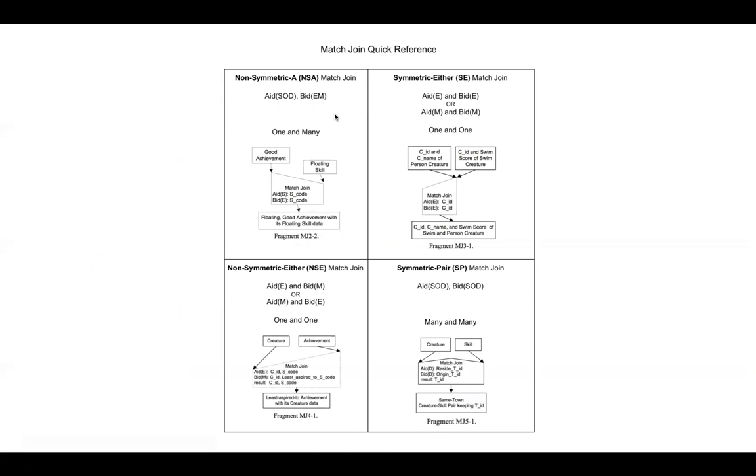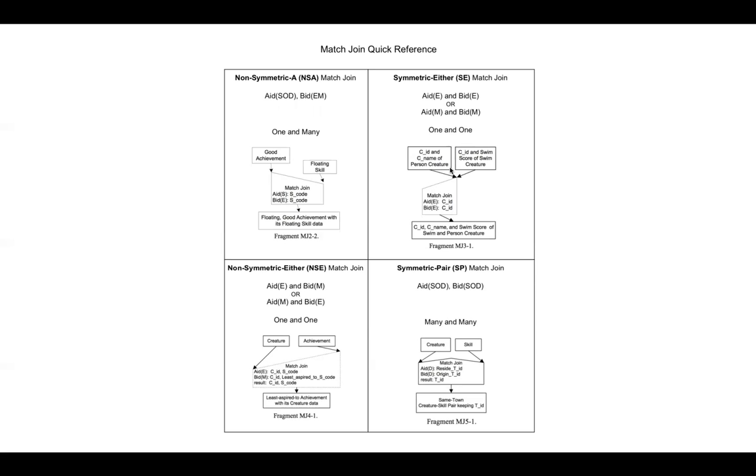And so in the upper left here, you can see this is a one in many case, not symmetric A. You have an S or an O or a D on top, not on bottom. That would be backwards and that would be bad. And an exact or more match on the bottom. AID of SOD, AID of E or M. So this is a one in many match. There's 2 one-in-one matches, the symmetric either and the not symmetric either. And you get slightly different options depending on that.